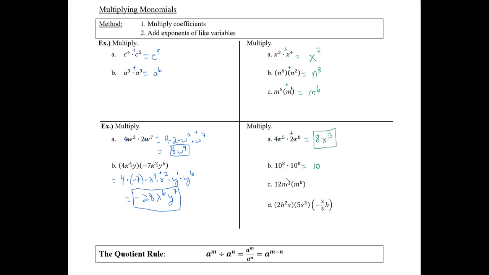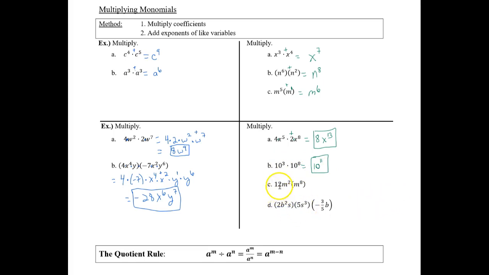10 to the 3rd times 10 to the 8th is now 10 to the 11th power. Not 100 to the 11th power, because I don't have 11 100s. I have 11 10s. Okay, so that's the difference between being a coefficient without an exponent and a base with an exponent. The base stays the same.